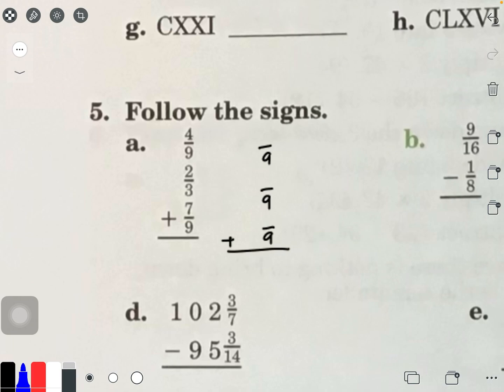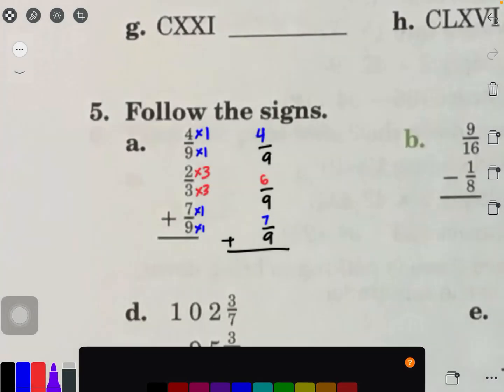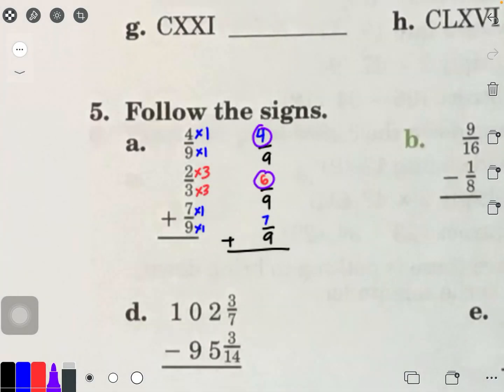Now I have to do the whole equivalent fractions method. 9 times what equals 9? 9 times 1. So that means 7 times 1, which is 7. 3 times what equals 9? 3 times 3. So I have to do 2 times 3, which is 6. Up here, I have to do 9 times 1, so 4 times 1, which is 4. Now I add everything, using another color, purple. 4 plus 6 is 10. 10 plus 7 is 17 over 9.